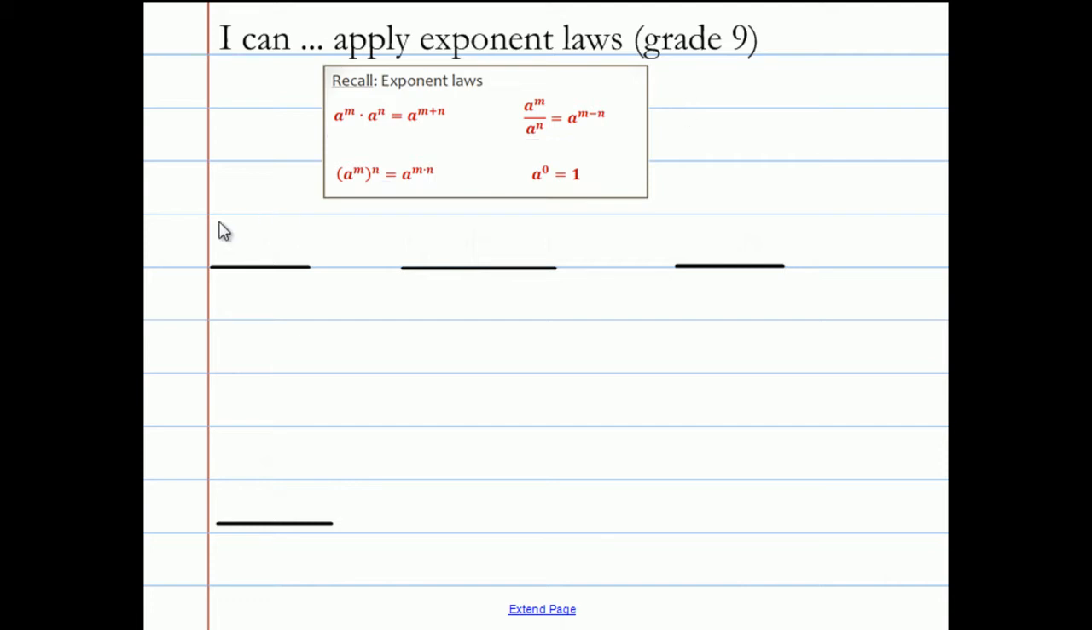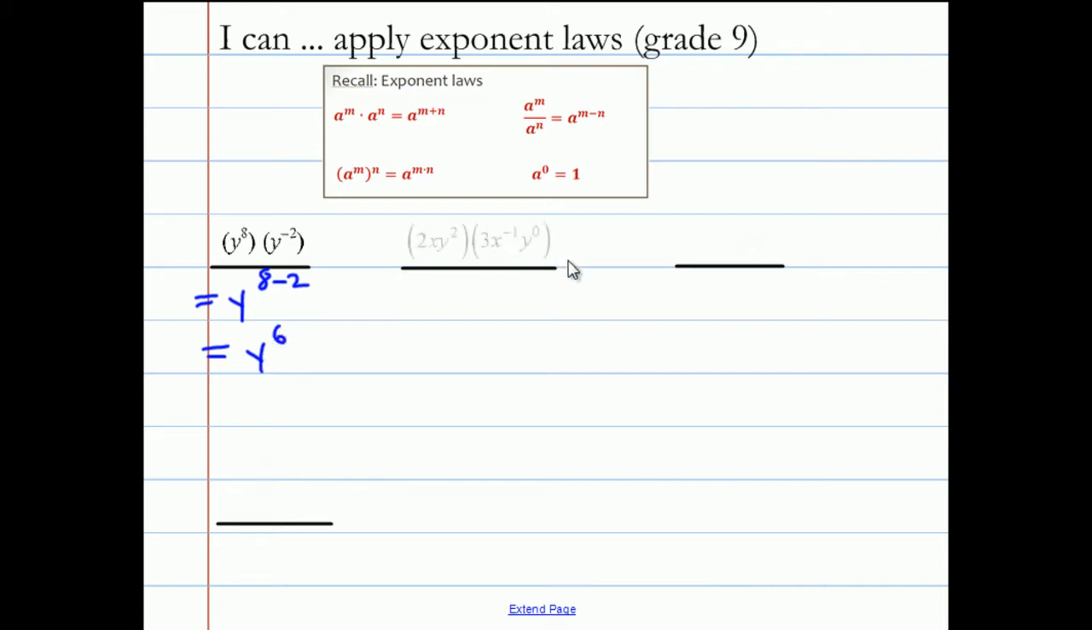So let's take a look at an example. If we have y to the 8 times y to the minus 2, what we can do is use the first law up here. We have the same base, they both have a base of y, so we have 8 plus negative 2. So 8 minus 2 is just 6.